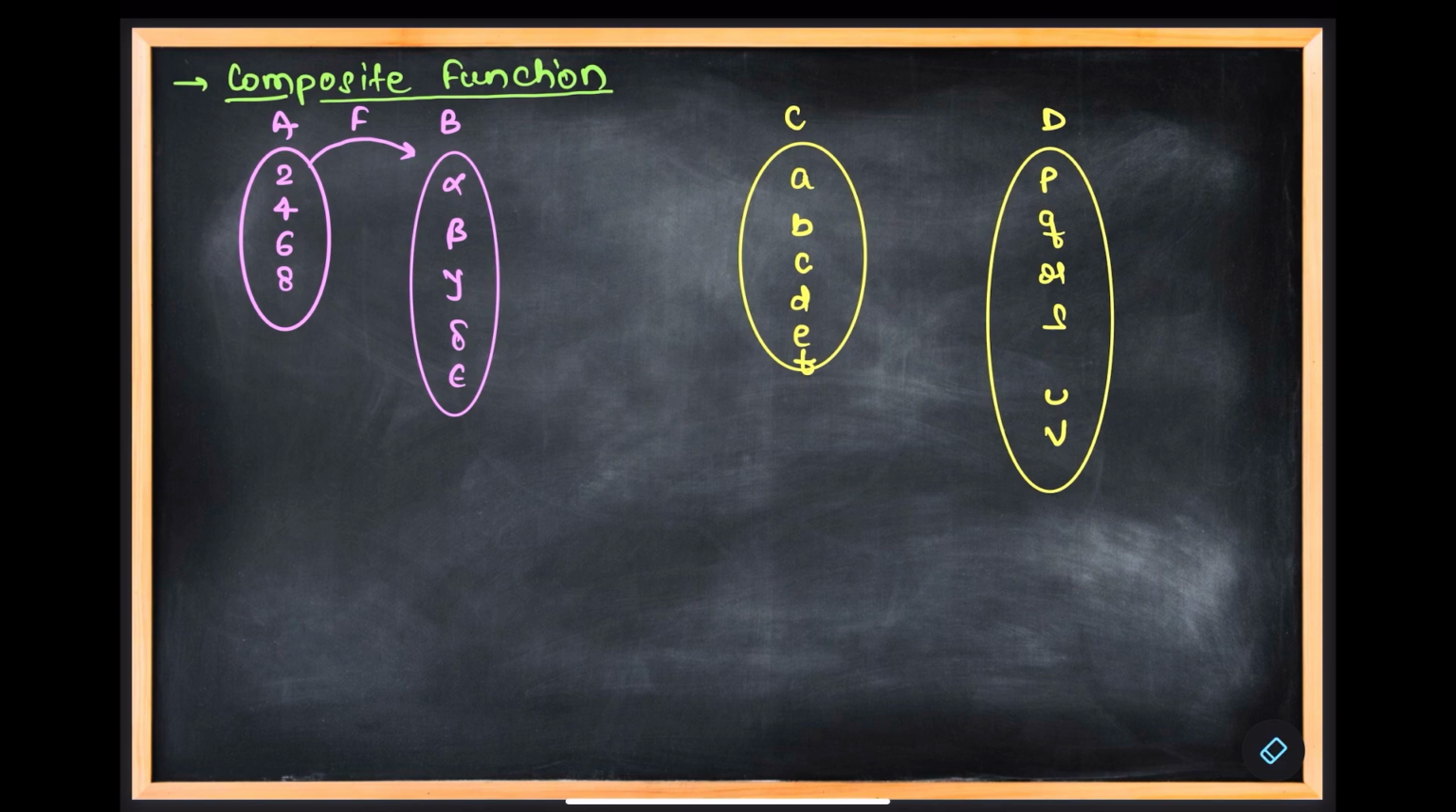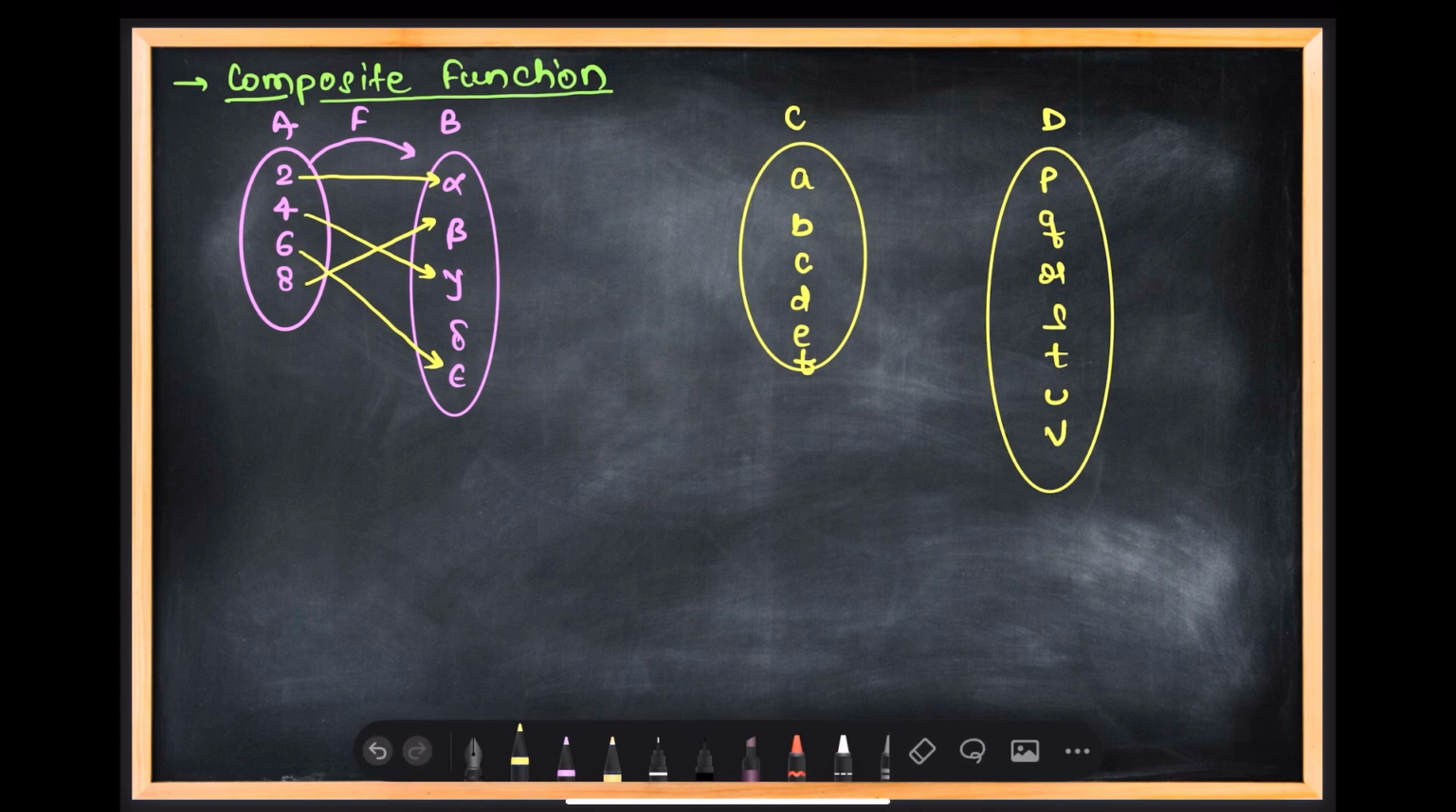Okay. Now suppose that 2 is connected with alpha, 4 is connected with gamma, 6 is connected with epsilon, 8 is connected with beta. Same way we will try to connect. This is function g. Okay.